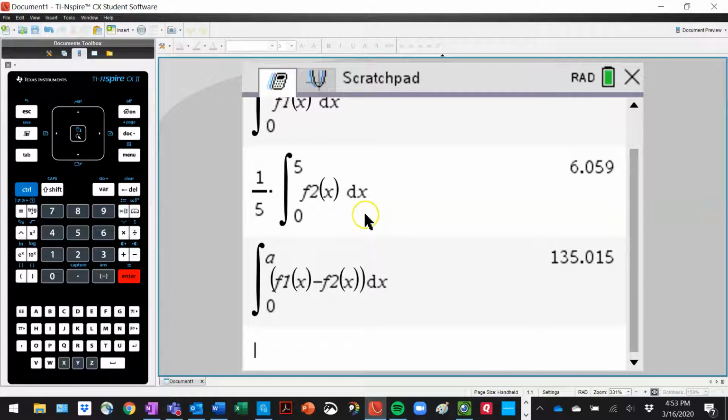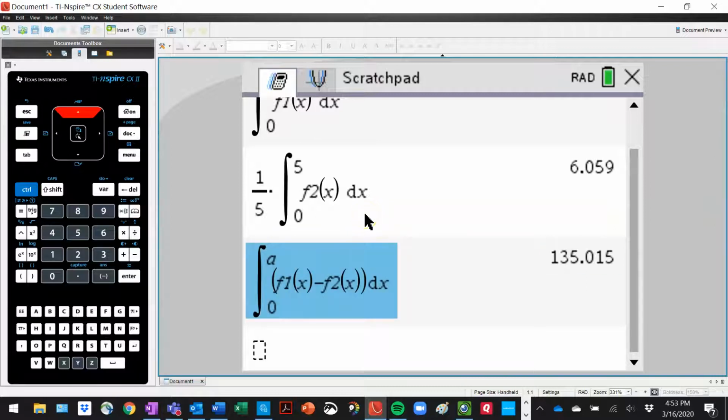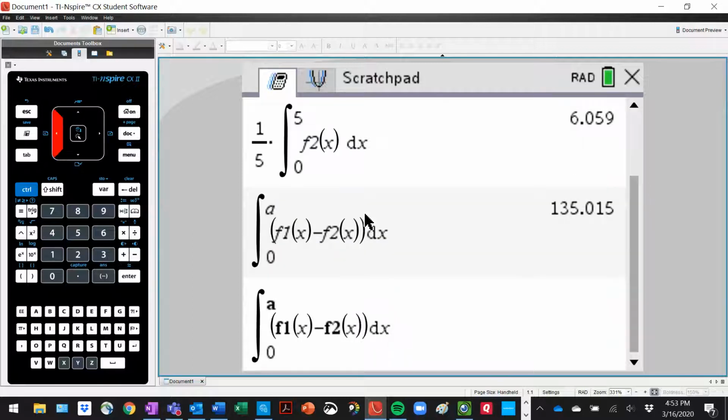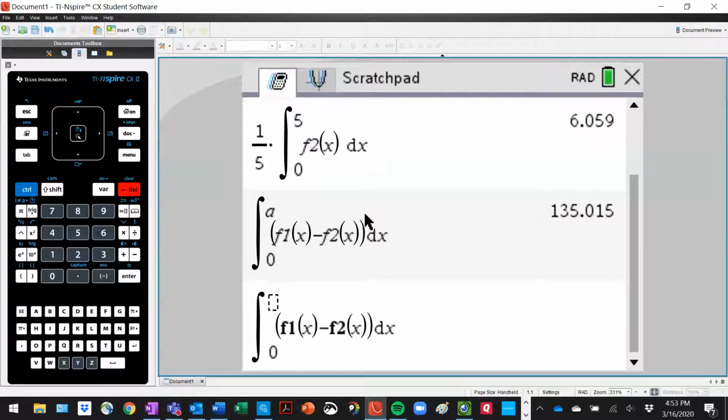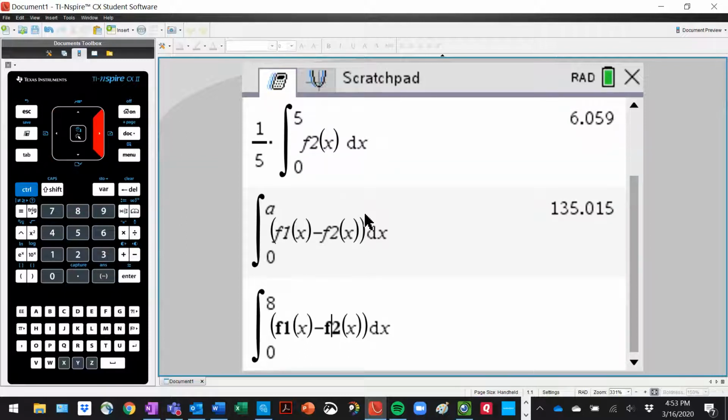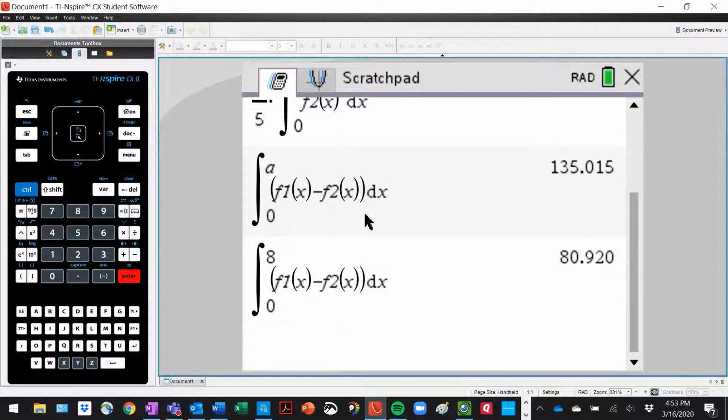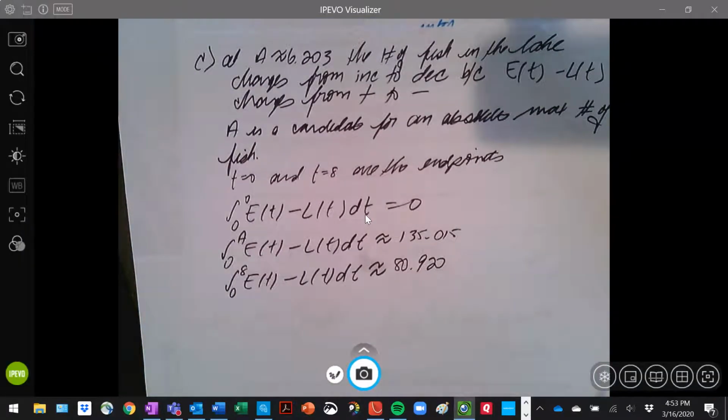Now I want to do that exact same calculation, but rather than integrating from 0 to a, we're going to integrate from 0 to 8. So I'm just going to arrow up and highlight that text, hit enter, and now I can go back and change the a to 8, and this time I'm getting 80.920 fish. Let's go back to the screen. Those are all the right numbers.